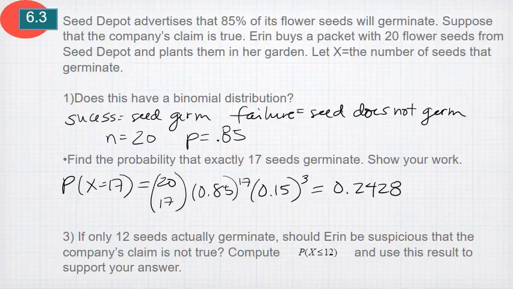So if I were to state that in context, I would say that there's a 24% chance that exactly 17 of the seeds will germinate.